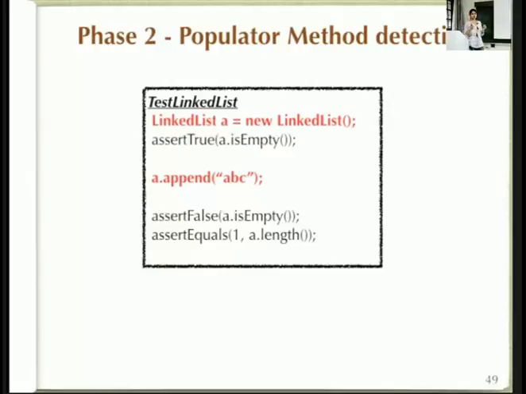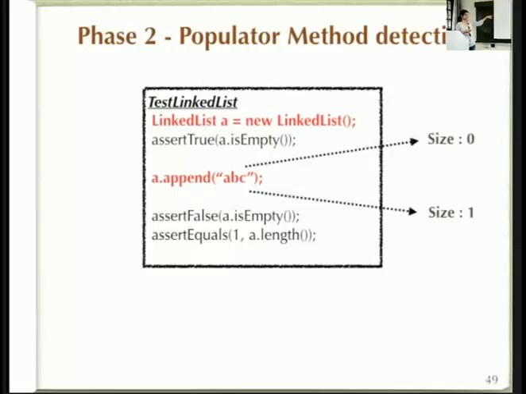So do you understand? We are just going to track every method invocation, and whatever collections are present at any moment, we are going to check if the collection is updated or not. So in this case, what do you think is a populator method? Okay, so append is a populator method because just before append, there is just one collection present in the test, which is A, and the size of A is 0. Right after the invocation, the size becomes 1.